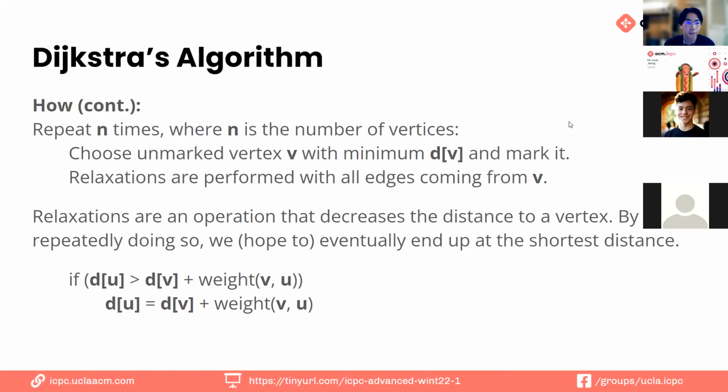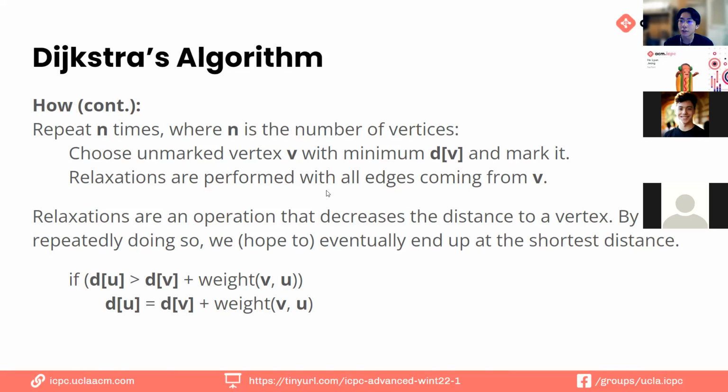So once we have all that set up, we're going to follow this process. We're going to go into a for loop n times, where n is the number of vertices. So for every vertex, we're going to run this inner loop. What we're going to do is choose the unmarked vertex V, so any of the unmarked vertices, with the minimum working distance, and we're going to mark it. And then we're going to perform relaxations from all the edges coming from that vertex V that we chose. So what are relaxations?